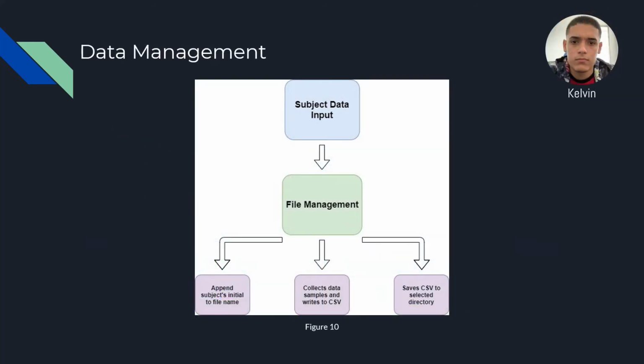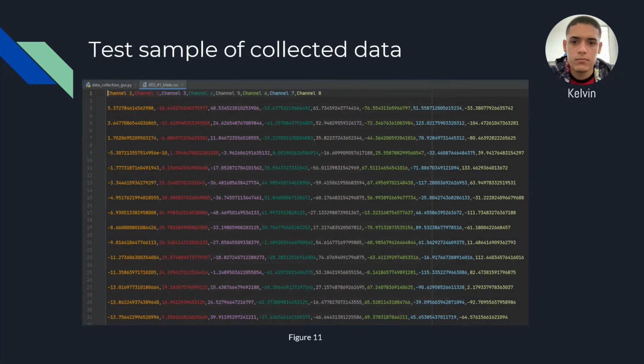This diagram illustrates the data management once it is collected and how the data is collected. The user must enter within the data collection GUI the subject's initials followed by the number of the test. This will use the subject's initials to identify the collected samples and save the created file to the desired directory. This is a screenshot of a test sample data to show the format in which the data is stored when collected from the headset using the data collection graphical user interface.